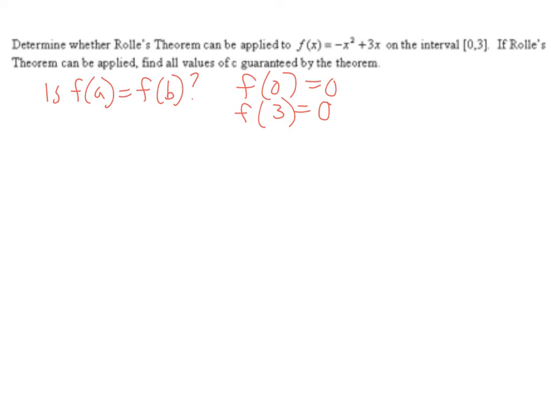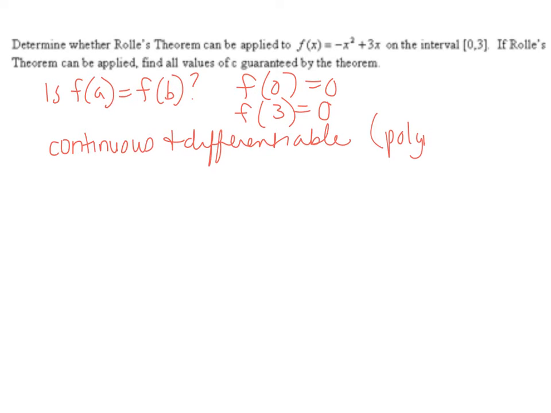When I look at the function f of x equals negative x squared plus 3x, it is a parabola. It is both continuous and differentiable because it is a polynomial. So Rolle's can be applied.